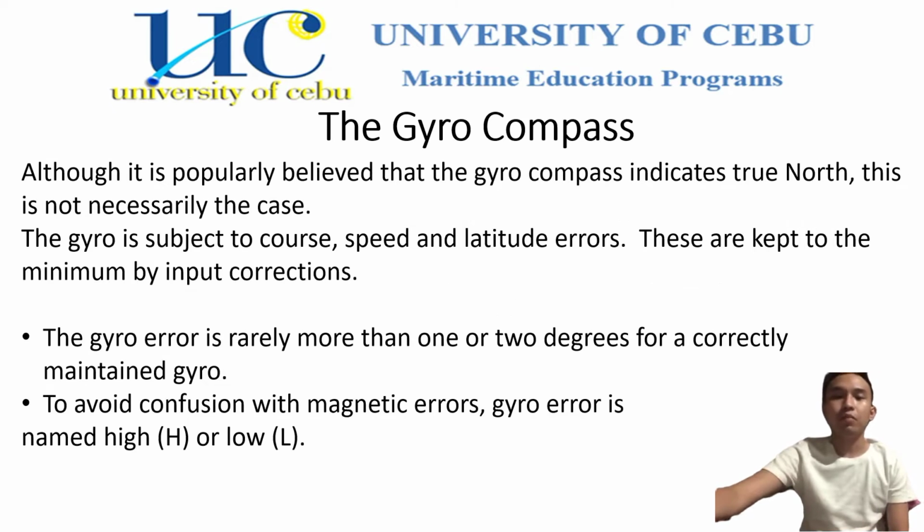The gyro compass. Although it is popularly believed that the gyro compass indicates true north, this is not necessarily the case. The gyro is subject to course, speed, and latitude errors. These are kept to the minimum by input corrections. The gyro error is rarely more than 1 or 2 degrees for a correctly maintained gyro. To avoid confusion with magnetic errors, gyro error is named high, or H, or low, or L.